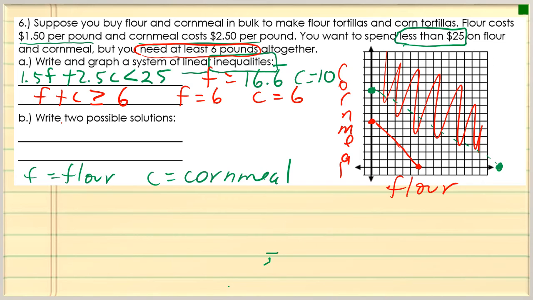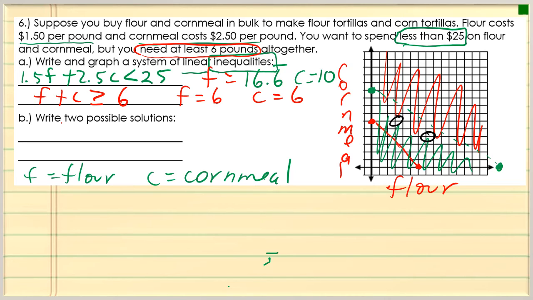Since we are going to pay less than $25, I'm looking for space underneath the line. Less than means to color underneath, greater than means to color above. And now I'm going to hunt for two possible solutions. Well, I see lots of possible solutions, so I'm just going to pick two. I pick this one and this one. So all I need is the coordinates of those points, and I've got my two possible solutions.